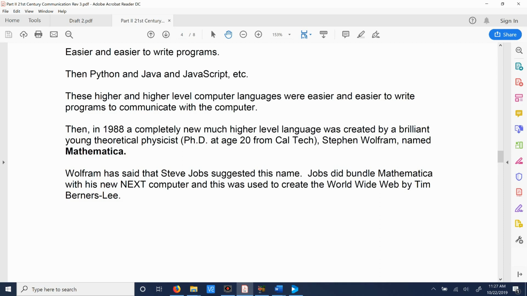Now, Wolfram himself has said that Steve Jobs, who was a good friend of his, suggested this name. Jobs went ahead and bundled Mathematica with his new NeXT computer. This is about 1988 or 89. And Steve Jobs' NeXT computer and Mathematica were used to create the World Wide Web by Tim Berners-Lee. I don't think that it would have been possible, or certainly not very easy, to create it with some of the earlier languages. Mathematica was a revolutionary new language.